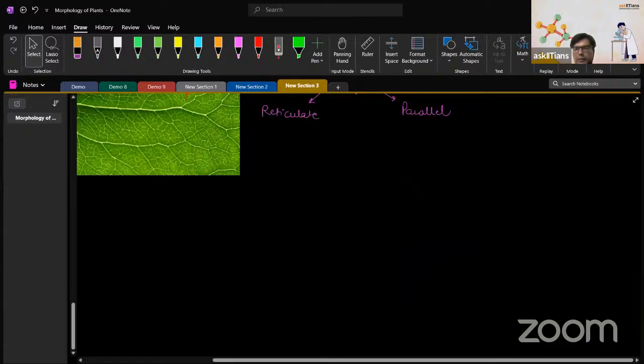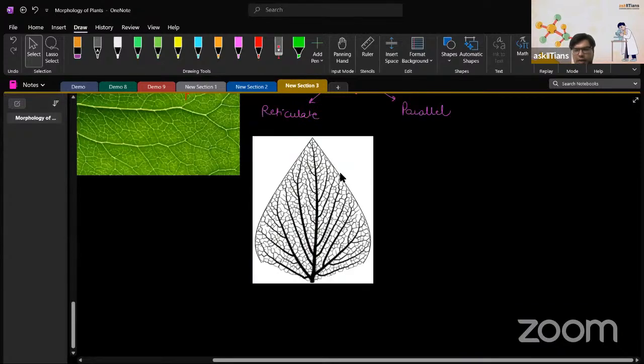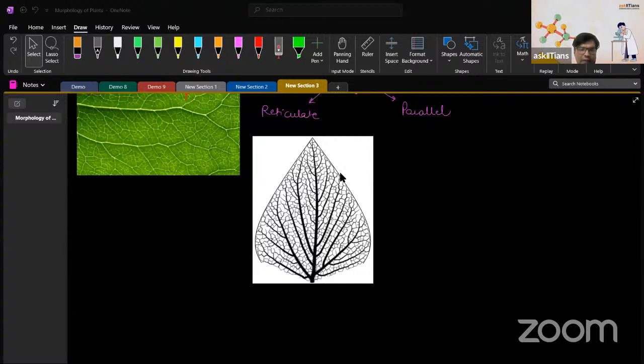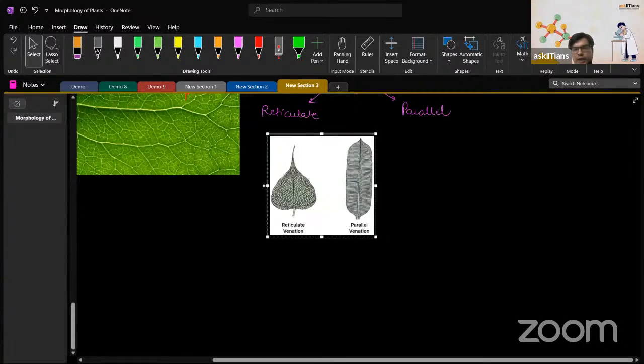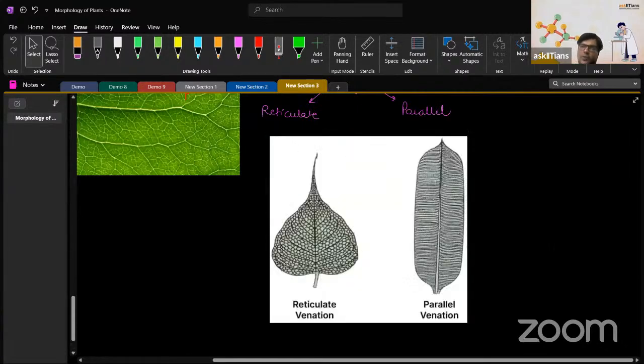Yeah, so when you see this pattern, this is the reticulate pattern. Just a second, I'm trying to find the picture for the parallel venation, where the veins are arranged in a parallel manner, as the name suggests. Yeah, I found it. So actually, we can just delete this one and paste this. So yeah, as you can see here, these are the two different types of venation.